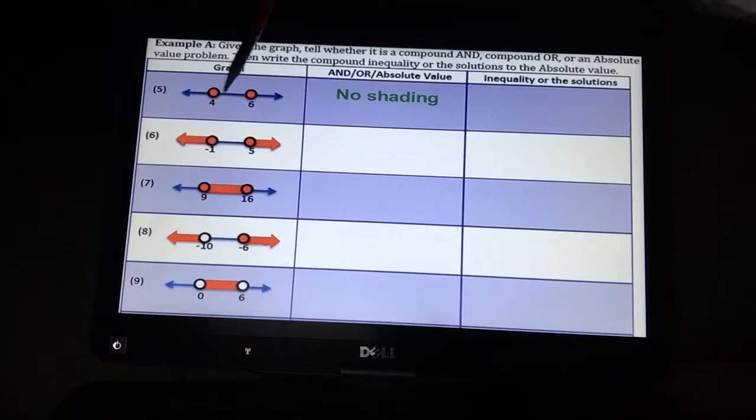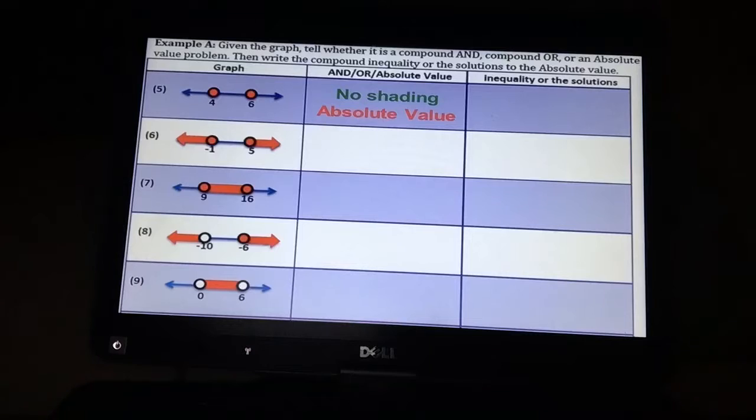The only thing we have is 2 closed circles at 4 and 6, so we know that it's an absolute value problem. Therefore, the answer over here would be the solutions part, and the solutions would just be x equals 4 or x equals 6. And again, we do have equal signs because it's absolute value. If it was an inequality, then there would be inequality symbols here. All right. Now, number 6 does have shading.